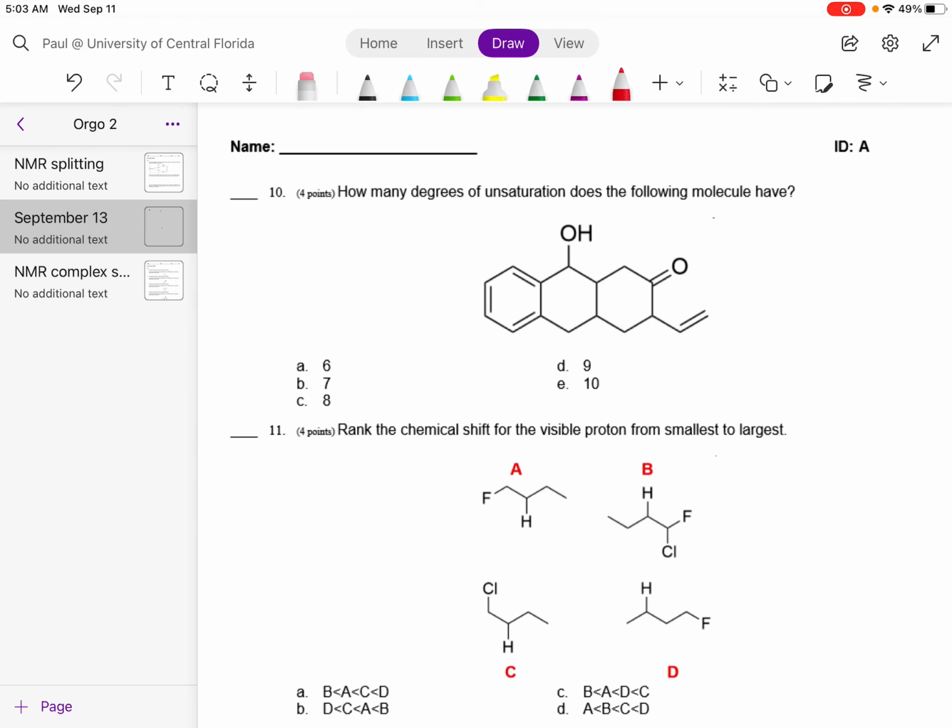How many degrees of unsaturation does this molecule have? You have one for the ring, second ring, third ring. So that's 3, 4, 5, 6, 7, and 8.